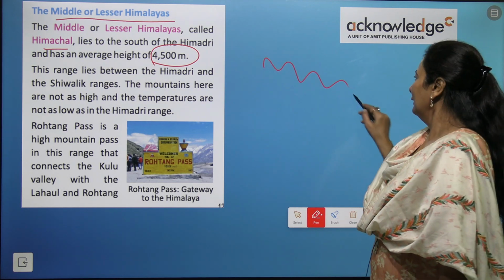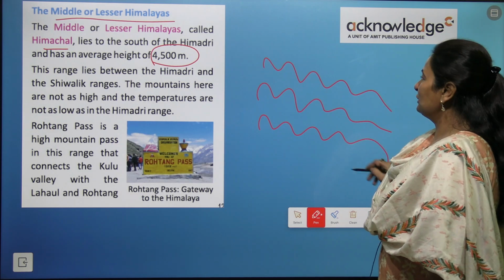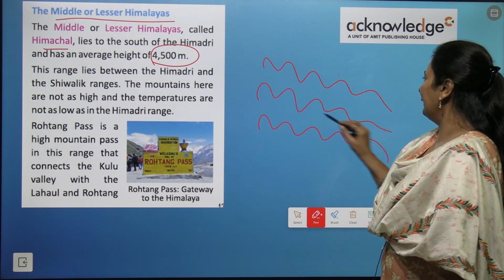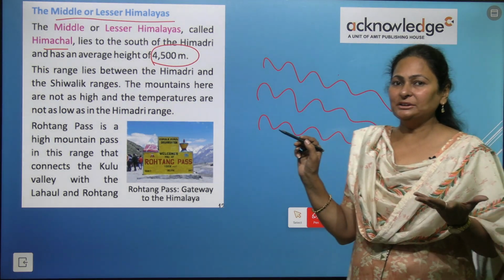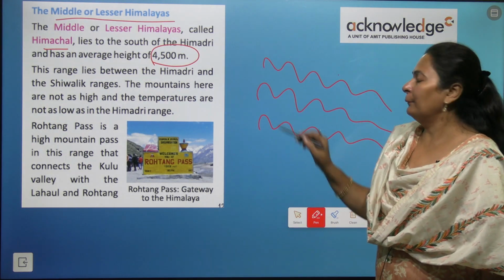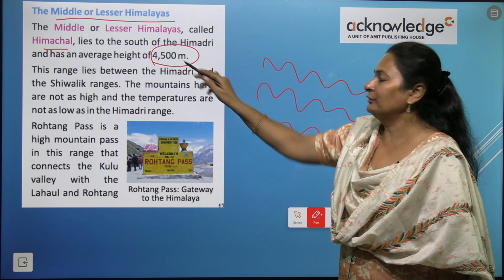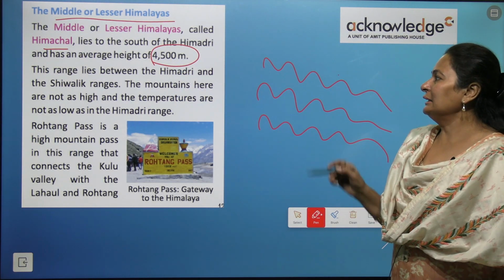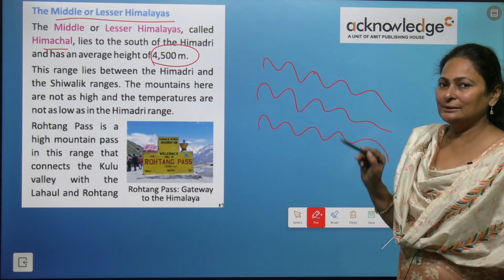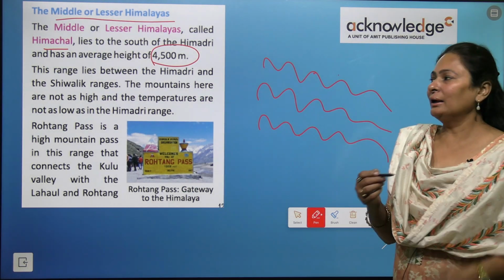We have now learned these three parallel ranges. First one is the Himadri. The second range is the middle range or lesser Himalayas. We call it Himachal. It is approximately 4,500 meters. The range lies between the Himadri and the Shivalik range. The third range is called Shivalik range.